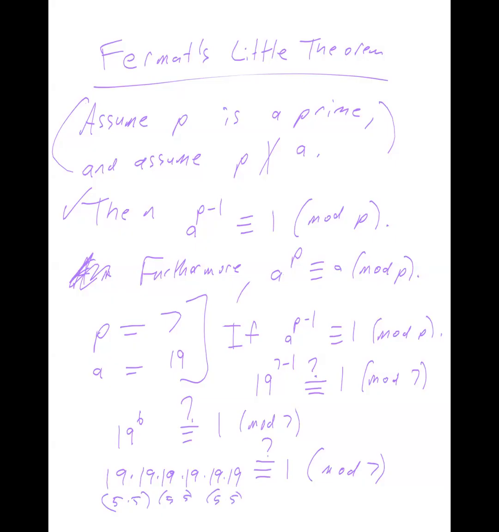So the remainder of 5, 5, 5, 5, 5, 5 is the same as the remainder of 19, 19, 19, 19, 19, 19.